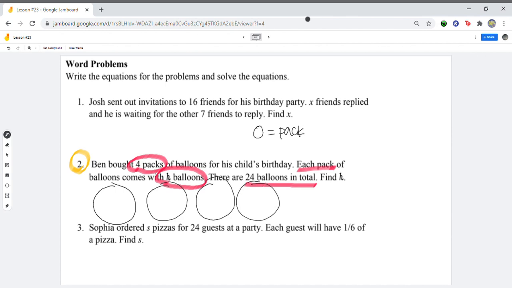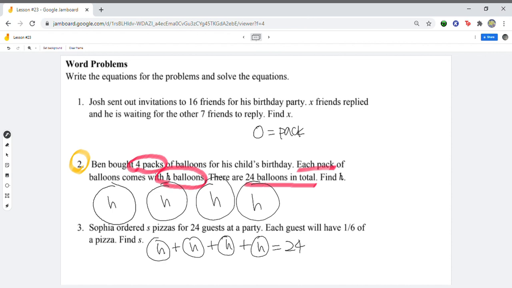And it says each pack comes with H balloons. So we don't know how many balloons each pack comes with. So I'm just going to represent it as a variable H over here. And it says 24 balloons in total. So if you add up all the H values inside each of these 4 different packs, you will get 24. So to represent this, I'm going to draw it over here. It's this H pack plus H pack plus and so on, equals 24 balloons.